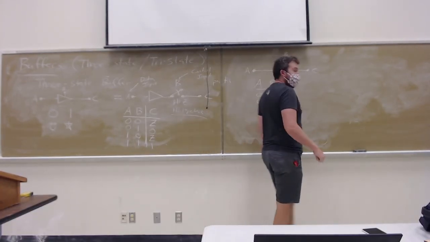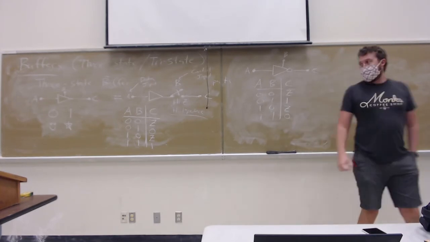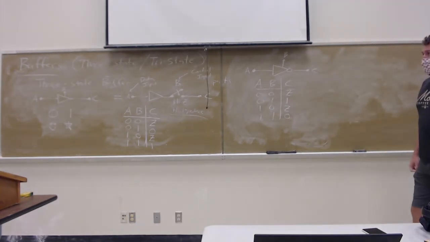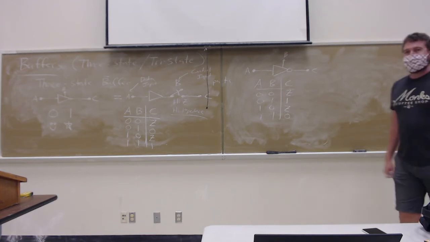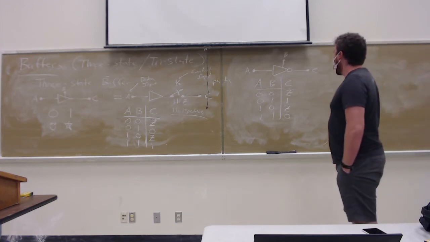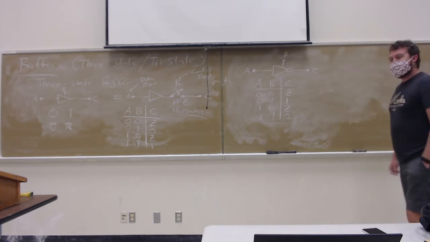For the second one, on the first example, without the bubble, is it basically saying that A is 0 and B is closing the gate to let C know that it's 0? Yes. Okay, cool. Absolutely correct. It's like a bridge, like a drawbridge. Yeah. Cool.